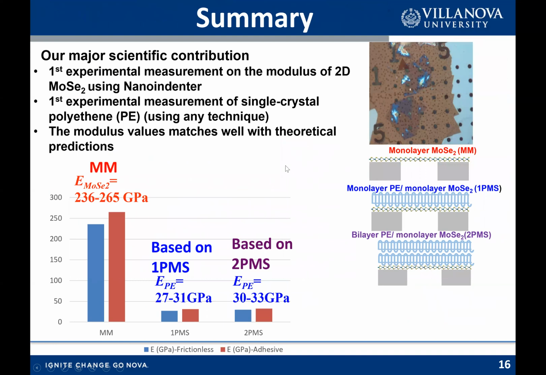So in the summary, I would like to conclude that the Young's modulus measured was in the range of 236 to 265 gigapascals. So 236 is for the bonded case, and 265 is for the frictionless case. So the same goes with the 1PMS. It is in the range of 27 to 31 gigapascals. And based on the 2PMS, the Young's modulus was measured to be 30 to 33 gigapascals.